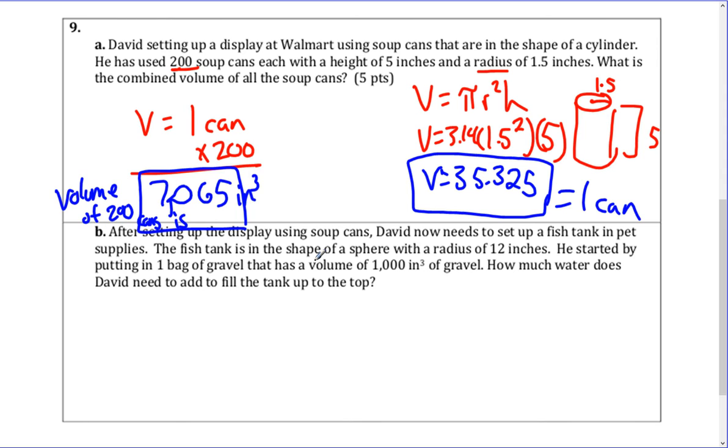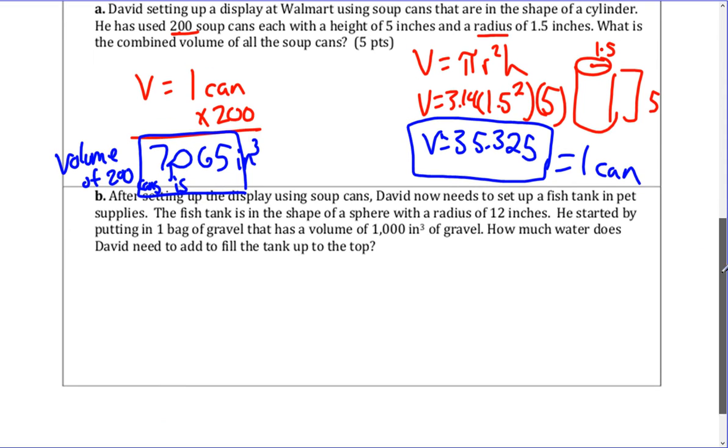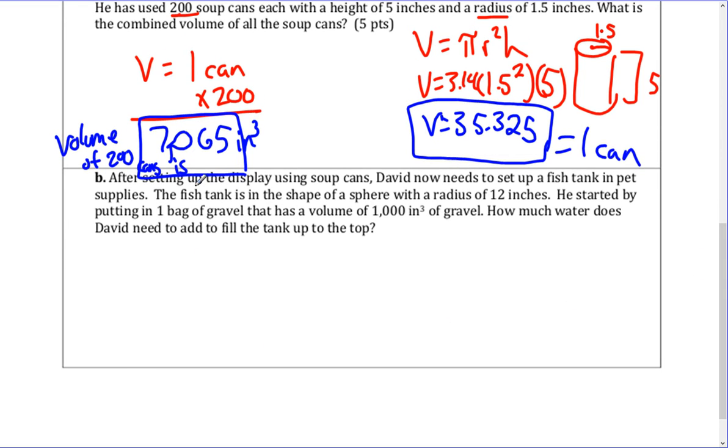After setting up the display using soup cans, David now needs to set up a fish tank in Pet Supplies. The fish tank is in the shape of a sphere with a radius of 12 inches. That's what it tells me. He started by putting in one bag of gravel that has a volume of 1,000 inches cubed of gravel. Okay, so he put in here 1,000 inches cubed of gravel. How much water does David need to add to fill the tank up to the top?